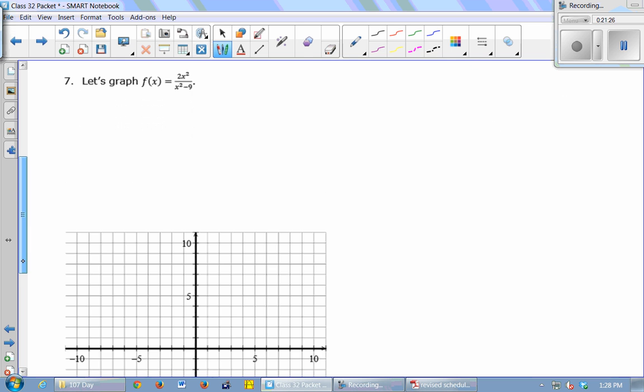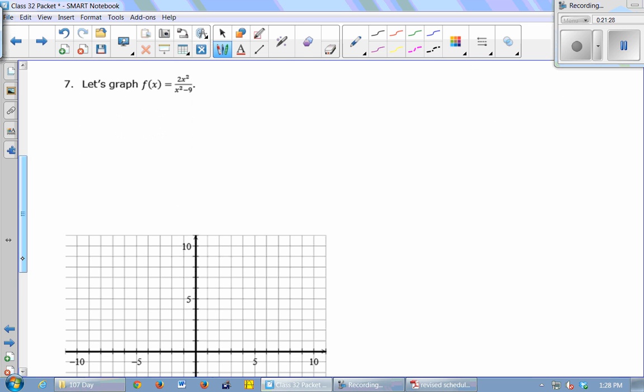All right, so let's do one together. So step 1, we'll just write out all the steps over here. Make sure your fraction is fully reduced. Can I factor anything in there? I could factor the denominator, so I've got 2x squared over x plus 3, x minus 3. Do I have any common factors? No, can't cancel. So this is fully reduced.